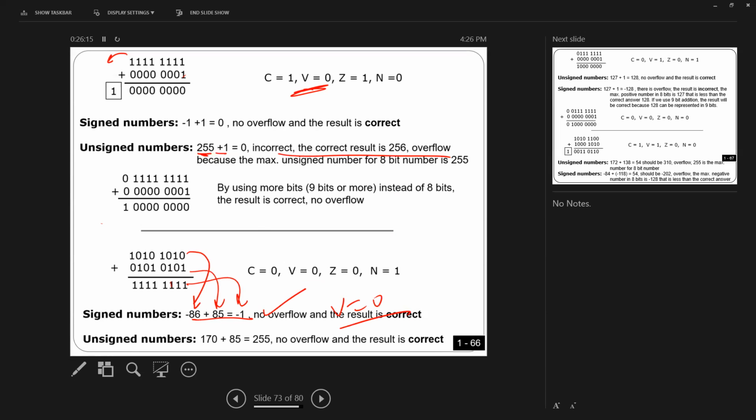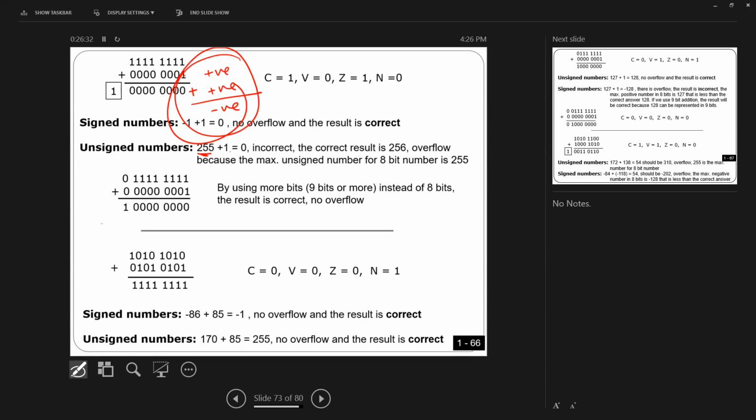So what is the easier approach? Look here, guys. I'm going to tell you a very simple way. If you add a positive number to a positive number and you get a negative number, that means the V flag should be 1. The other case is if I add a negative number to a negative number and I get a positive number. Also, the V flag should be 1. So the V flag is going to be 1 only in one of these two cases.